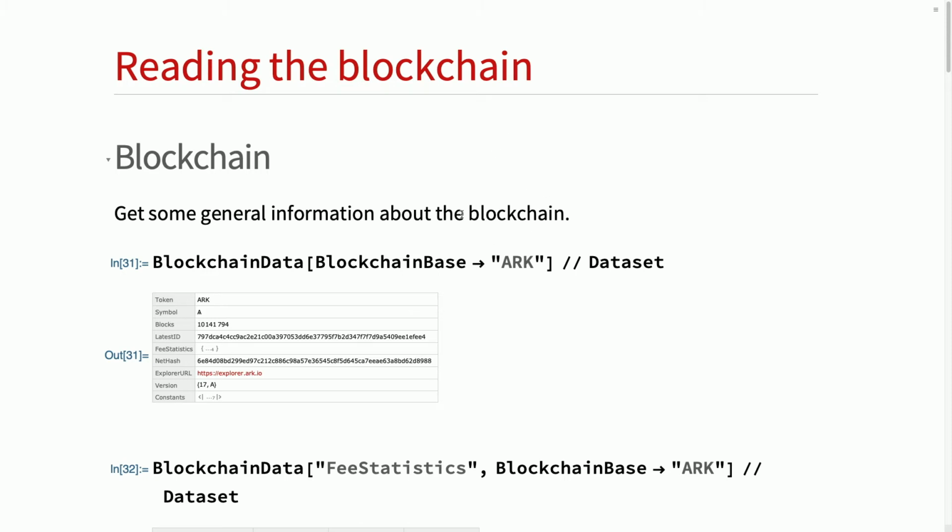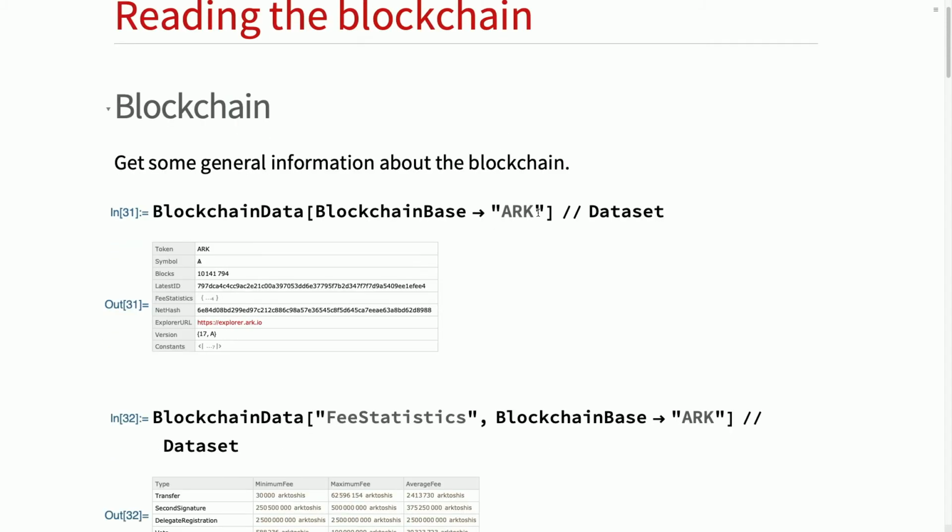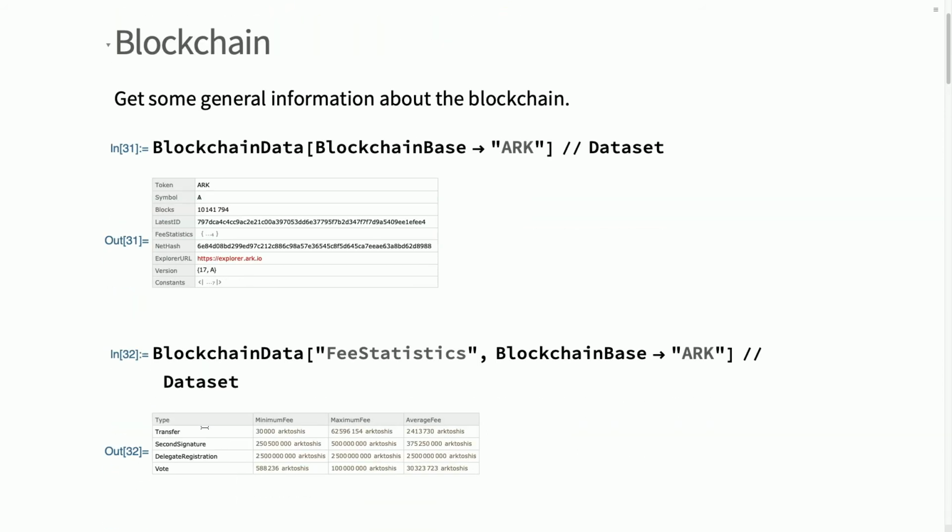So first, with blockchain data, I hope you can see it. I think it's a little bit small in the data set here. Sorry about that. But we can get some information like the latest block ID in the blockchain. We can get the total number of blocks and the fee statistics for each particular transaction type. So this is something about ARC.